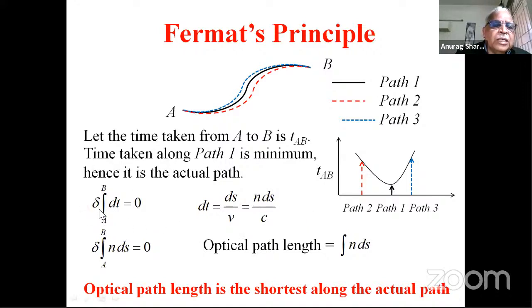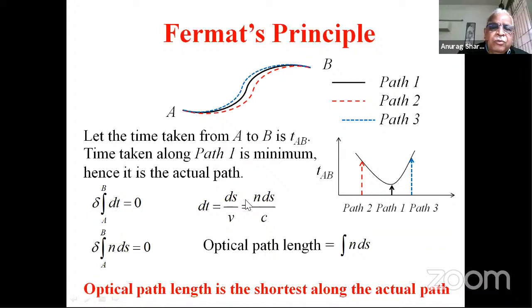We have not written this as del path by del some parameter. It is just that the first order change in the path is 0. So what is dt? dt is nothing but ds, where ds is the arc length, or let's say the distance along the paths, divided by the velocity. And since the velocity of light is c by n, where n is the refractive index, which is different along the paths, that is why it is called n ds.